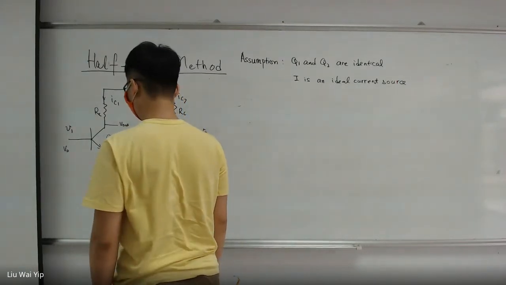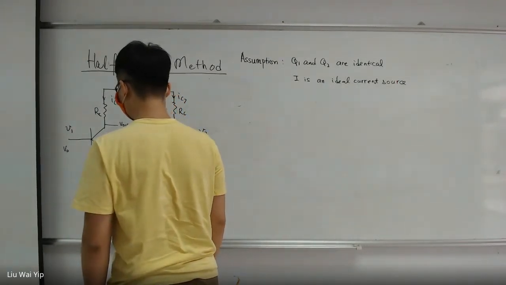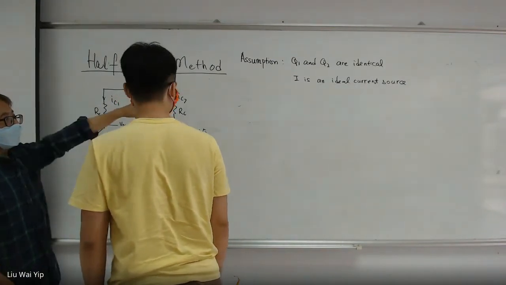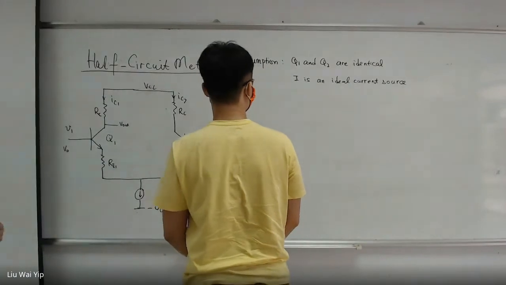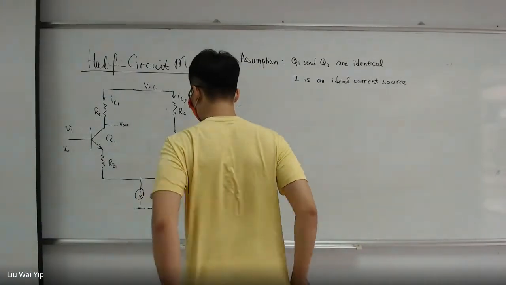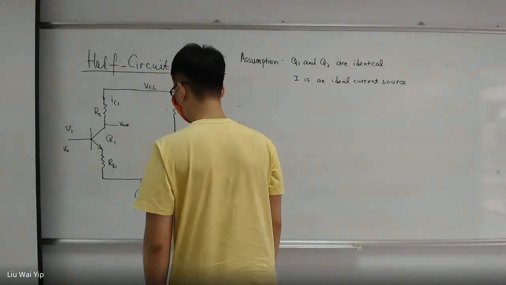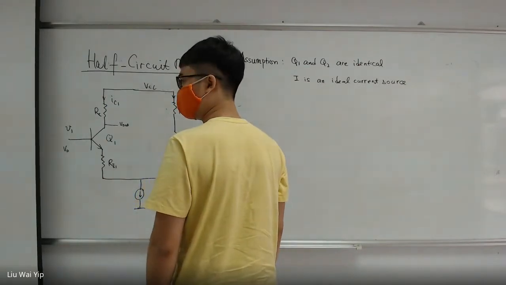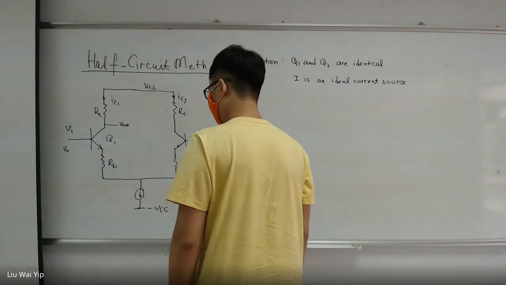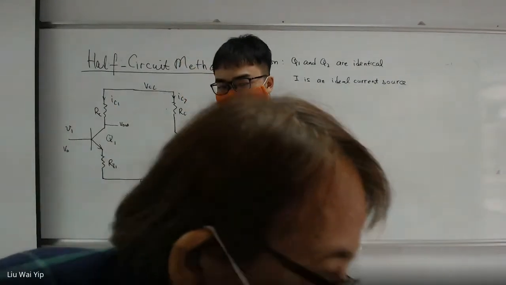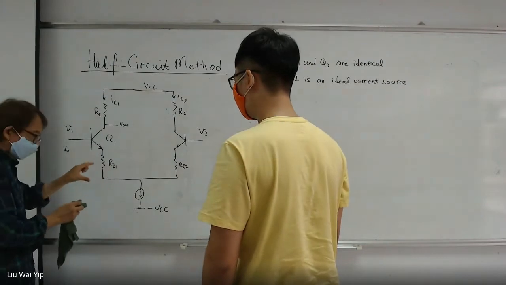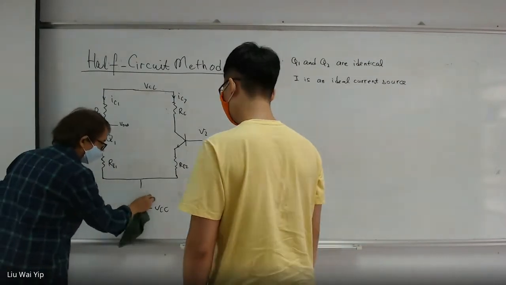Remember the rule. First, we are going to assume this current source is an ideal current source. So what is the characteristic of the ideal current source? The ideal current source has infinite impedance. Yeah. So in AC analysis, this one is an open circuit. Okay?